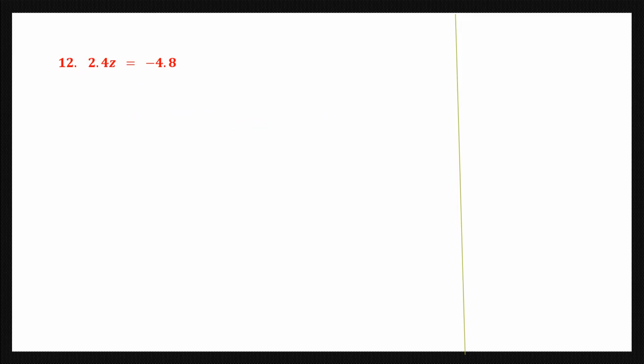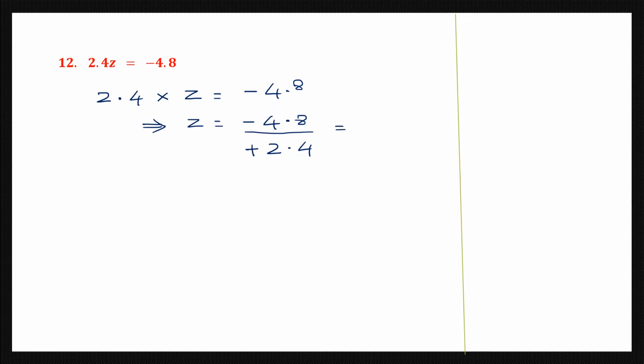Question 12. 2.4z means 2.4 into z equals minus 4.8. So let's solve for z. That will become minus 4.8 divided by 2.4 when we carry it to the other side. So this is plus. Minus into plus is minus. Now let's divide 4.8 by 2.4.